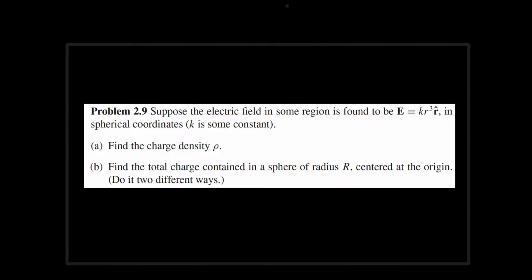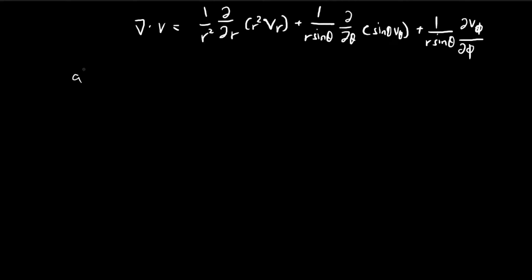So this is the problem, so let's move on to the solution. In part A, we're told to find the charge density. And to do that, we can actually use Gauss's law. Gauss's law tells us that the divergence of the electric field is equal to the charge density divided by epsilon.